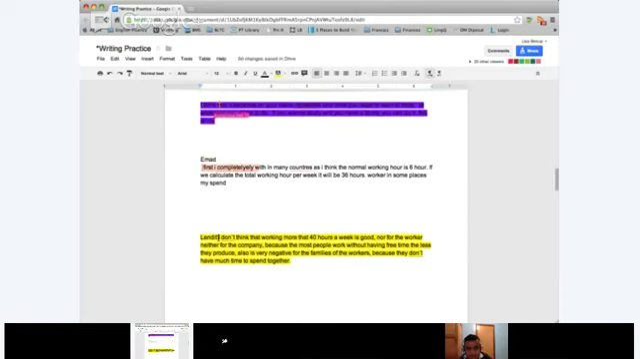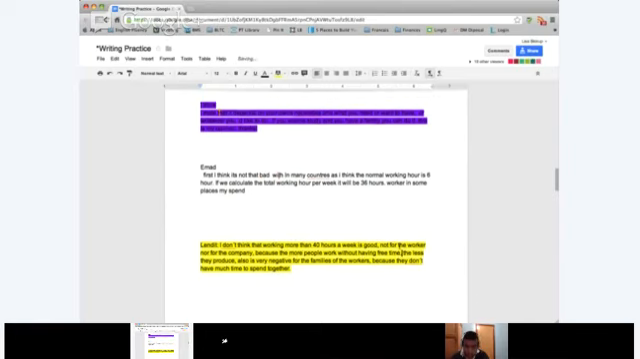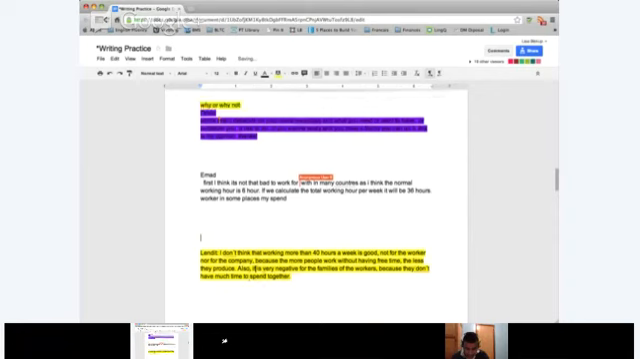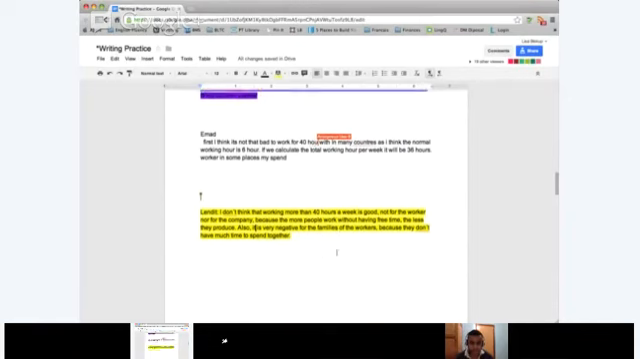Lendit wrote, I don't think that working more than 40 hours a week is good, not for the worker nor for the company, because of free time. The more people work without having free time, the less they produce. Also, it is very negative for the families of the workers because they don't have much time to spend together. Good.